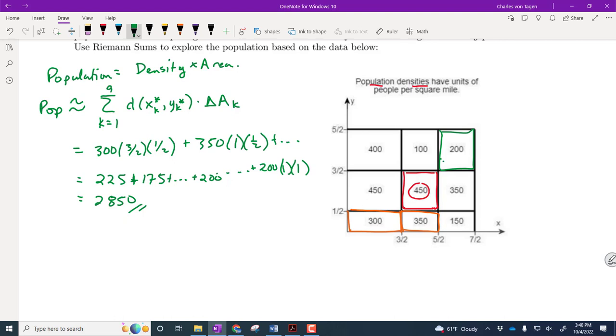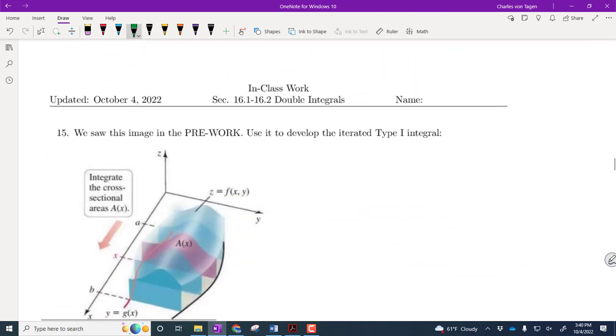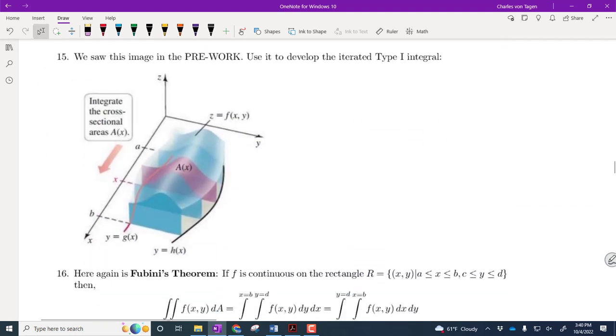But because of that, students quickly forget what we mean by a double integral. And it's these sorts of examples that remind you exactly what a double integral is. Because the computation that we choose to do doesn't help us better understand what a double integral is. It's a shortcut for what we just showed here. All right. So we saw this in our pre-work where we wanted to develop an iterated type 1 integral.